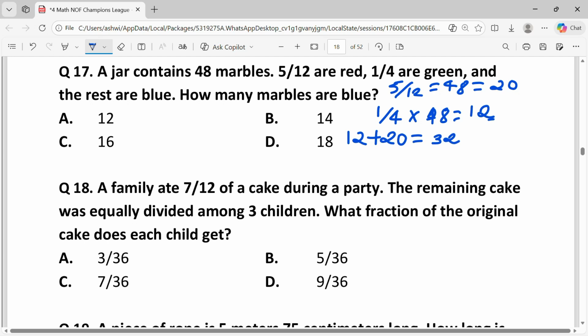Number of blue marbles is total number of marbles minus number of red plus green marbles, that is 48 minus 32, which is equal to 16. That is option C, 16.